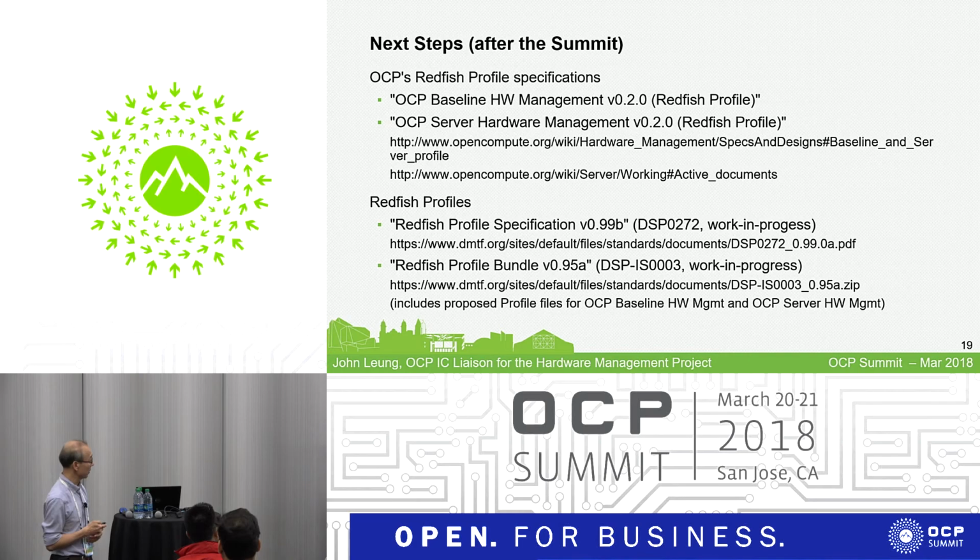Second is the actual description of all the profiles. I think Jeff Autor had mentioned a couple of these. One is the actual profile specification on the actual structure, if you want to understand what the structure of the JSON is. And then what the DMTF did was they actually proposed a set of profiles that OCP could start from. And so that's where we're starting from, so we can start moving the lines based on what the baseline and the server proposals are.